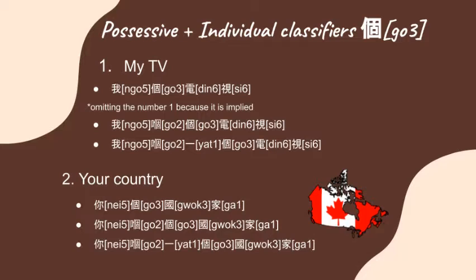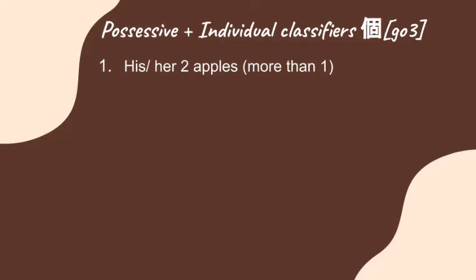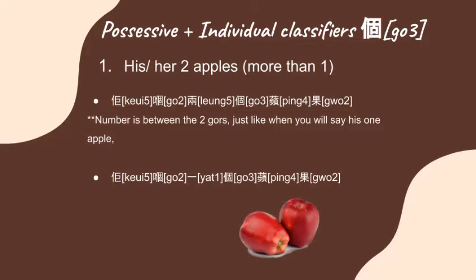But for more than one item, when you still want to include the quantity, like his or her 2 apples, you will have to say 佢嗰兩個蘋果. The number is always stuck between the 2 words, 嗰個, those 2 words. Just like when you will say his 1 apple, 佢嗰一個蘋果, exactly the same. 佢嗰兩個蘋果, his or her 2 apples.